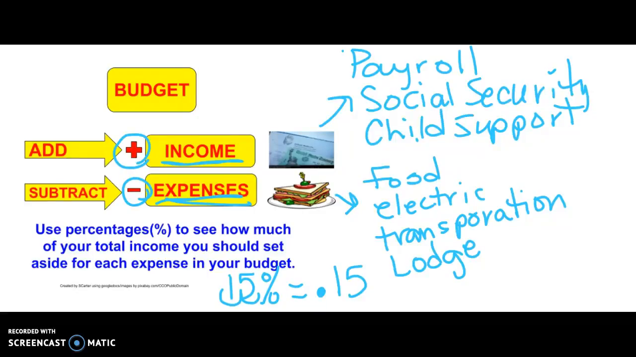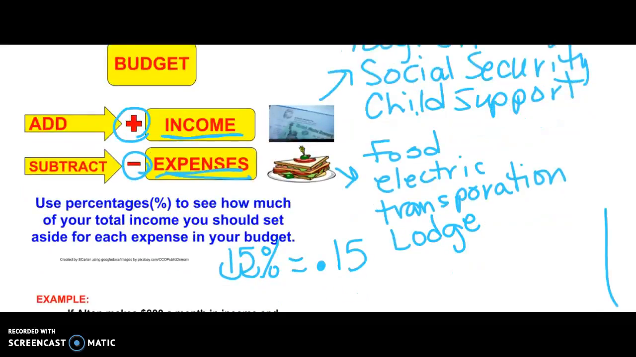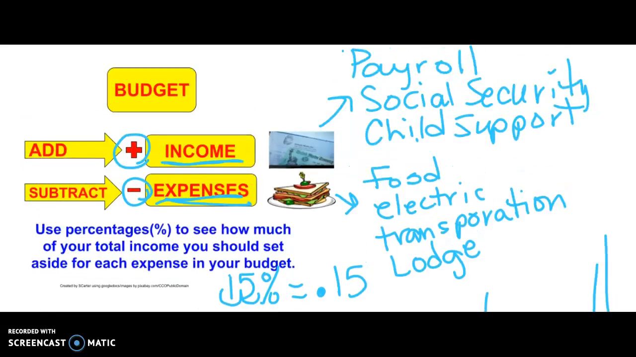All right, so let's look a little bit further, and we're going to maybe move this slide up a little bit. It's not going to let me move it.